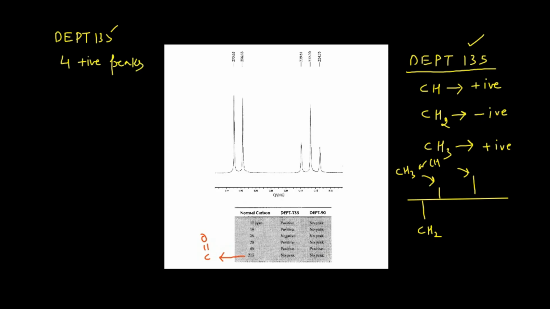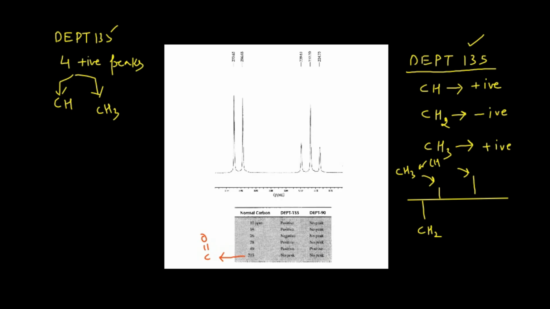4 positive peaks means these 4 may be your CH, 3CH or 1CH3 or 3CH3 or 1CH or 2CH or 2CH3. Any combination could be possible, right? So these things are there.